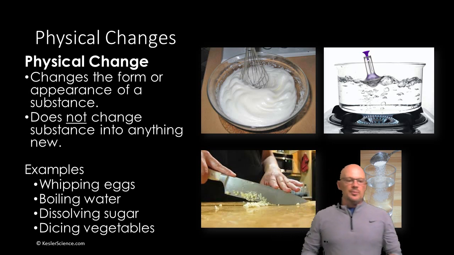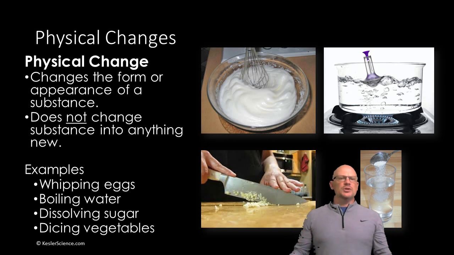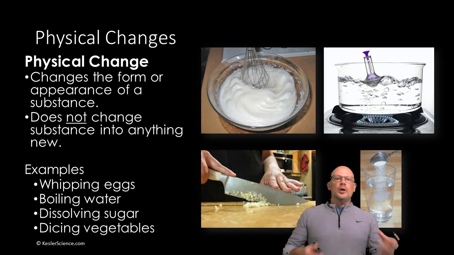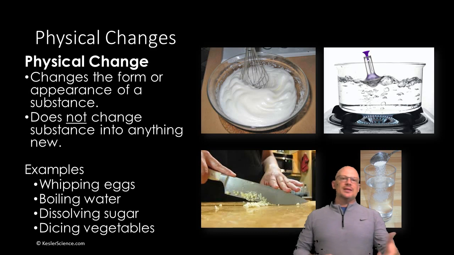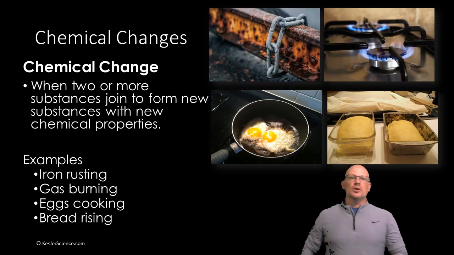And so examples would be things like whipping eggs, boiling water, dissolving sugar, dicing up, cutting up vegetables. Each one of those things is changing the form or the shape, but not what the substance is. It's still the same substance. Chemical changes are a little bit different.